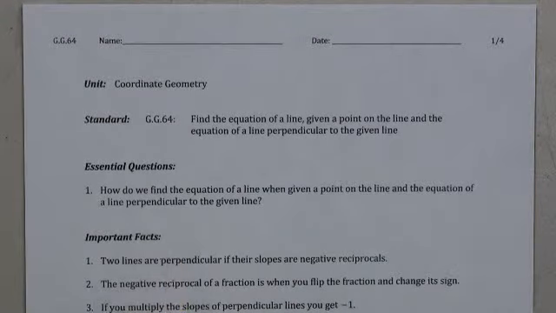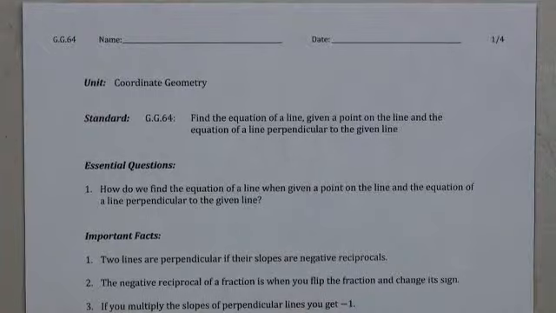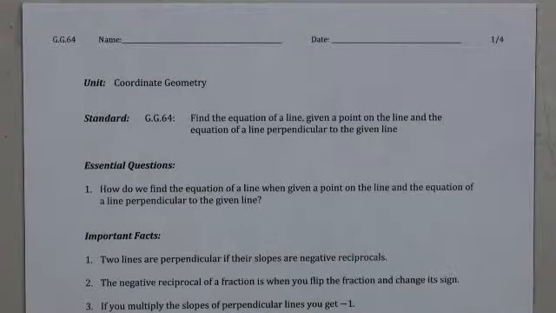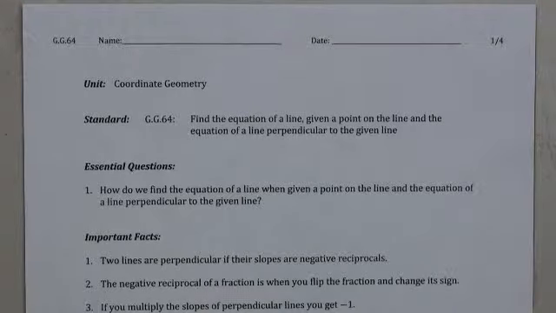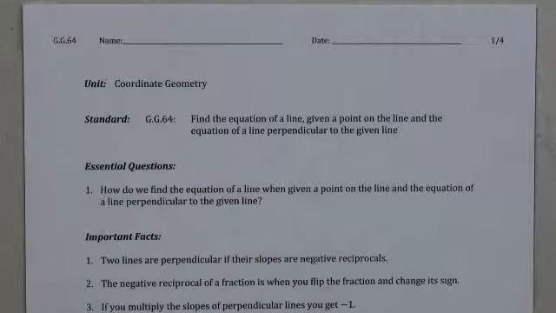So then the essential question would be, how do we find the equation of a line when given a point on the line and the equation of a line perpendicular to the given line? There's three facts that you need to know to solve these problems. The first is that two lines are perpendicular if their slopes are negative reciprocals. The second is that the negative reciprocal of a fraction is when you flip the fraction and change its sign. And the third is that if you multiply the slopes of perpendicular lines, you get -1.